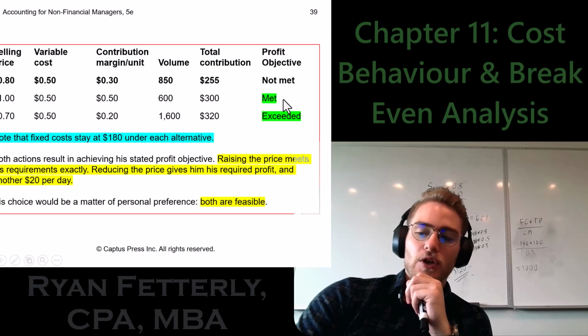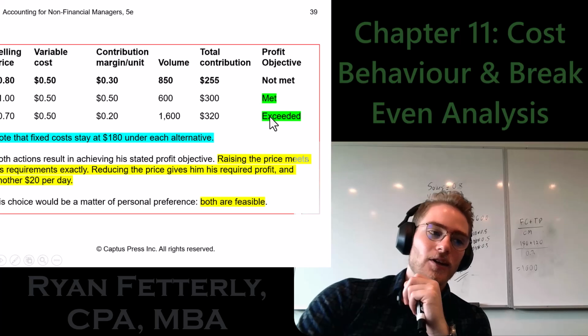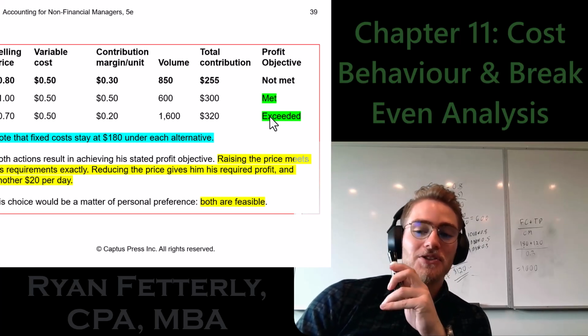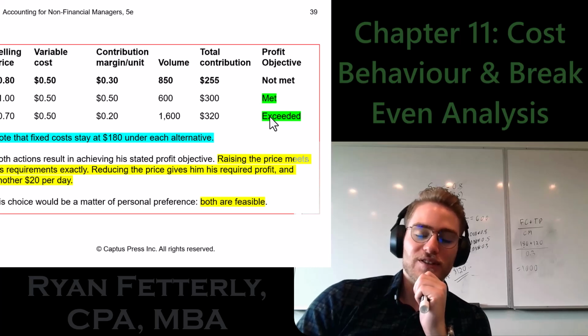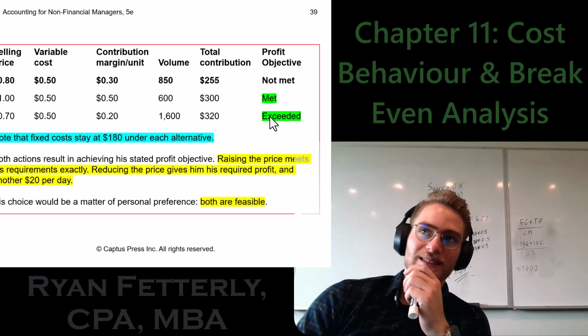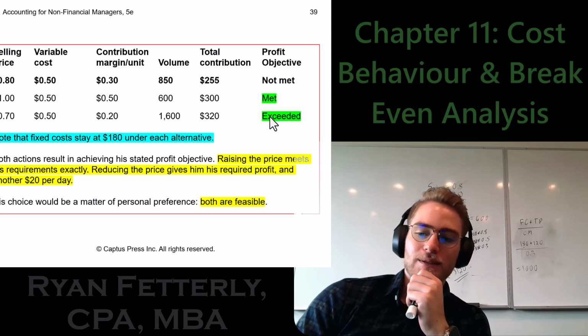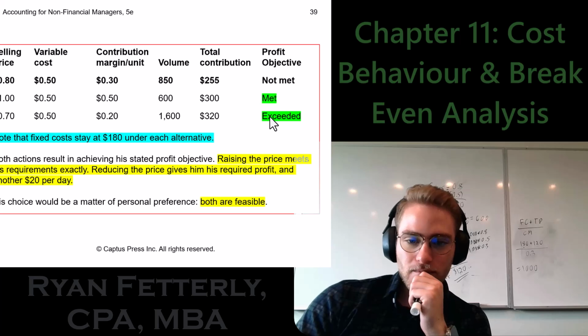So in this case, our profit objective of 120 is met in the previous case, but is exceeded here and now is 140, right? But we have to consider there's probably some additional work in selling 1,600 units versus selling 600, right? So it might be more labor intensive and it's probably a lot longer day. It's probably a lot busier that day, right?